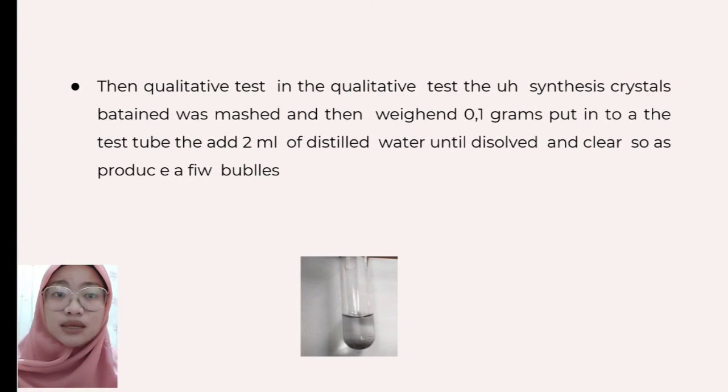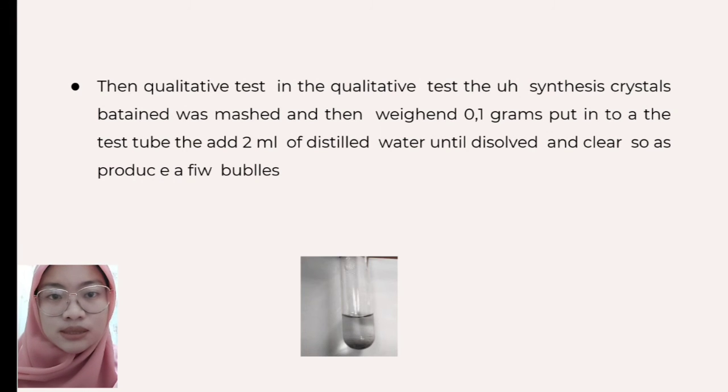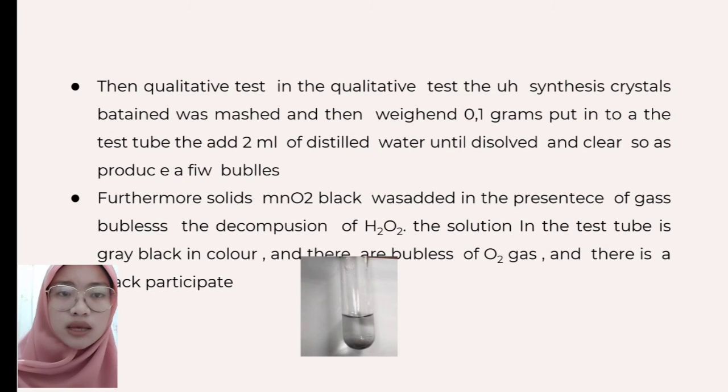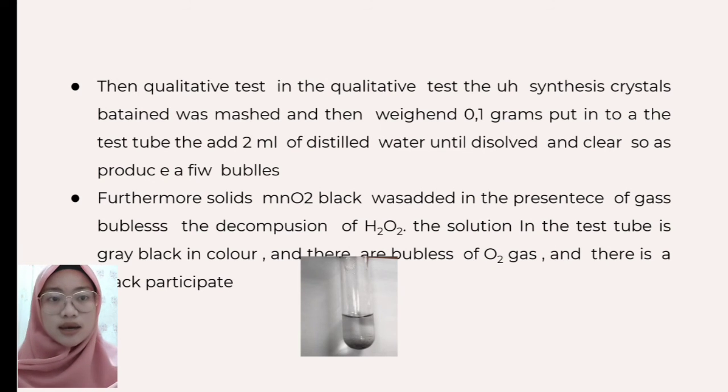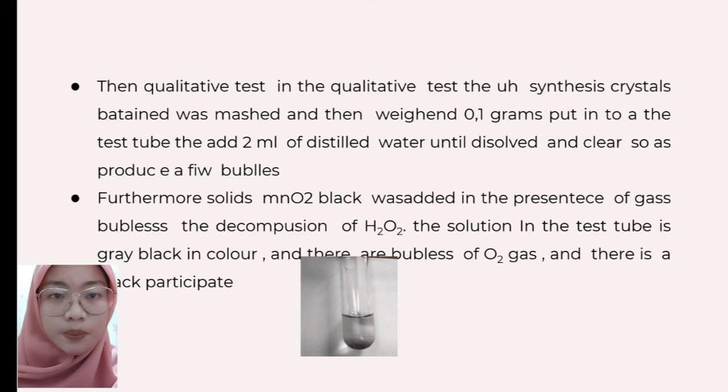The qualitative test. In the qualitative test, the UHP synthesis crystal obtained was weighed, 0.1 grams, and put into the test tube. Then add 2 ml of distilled water until dissolved and clear, producing a few bubbles. Furthermore, solid black MnO2 was added, and in the presence of gas bubbles, decomposition of H2O2 occurs. The solution in the test tube is gray-black in color and there are bubbles of O2 gas and there is a black precipitate.